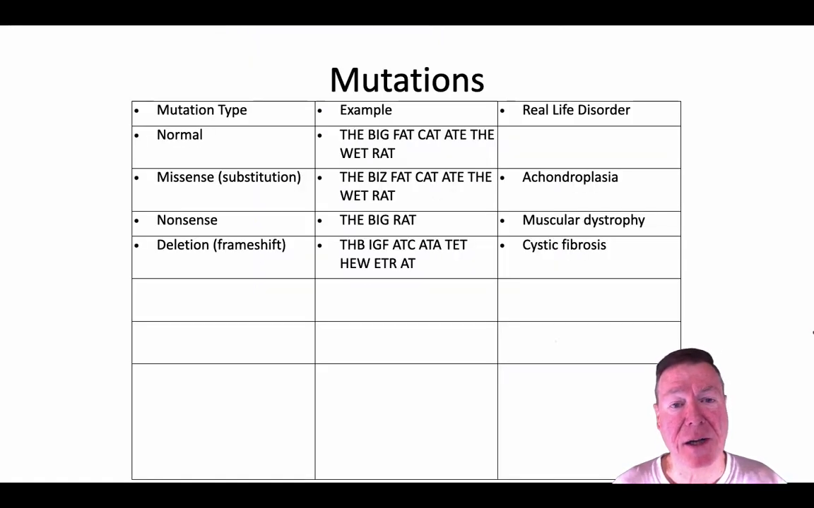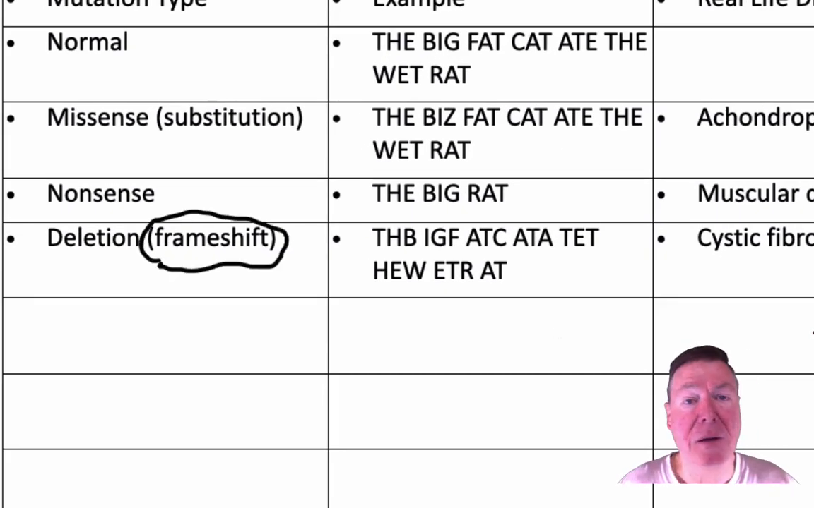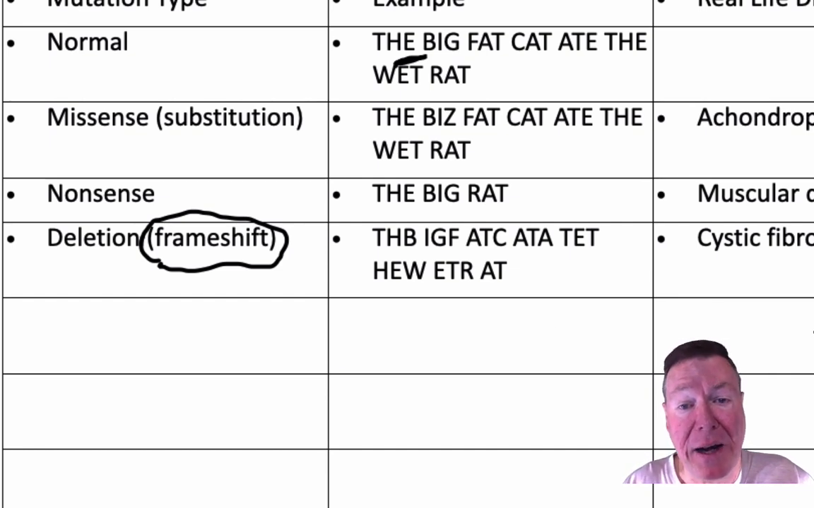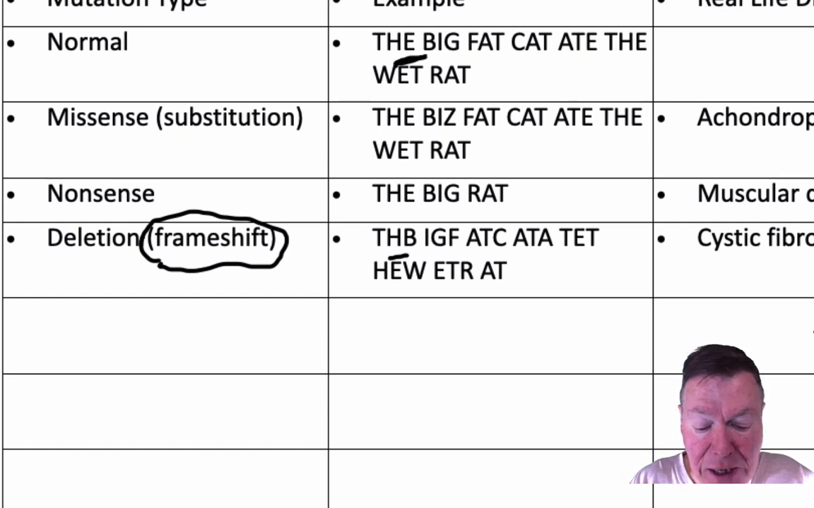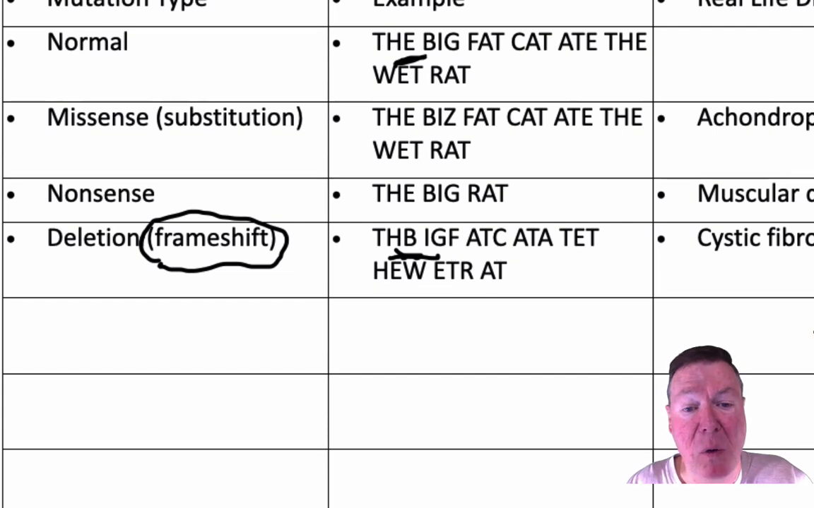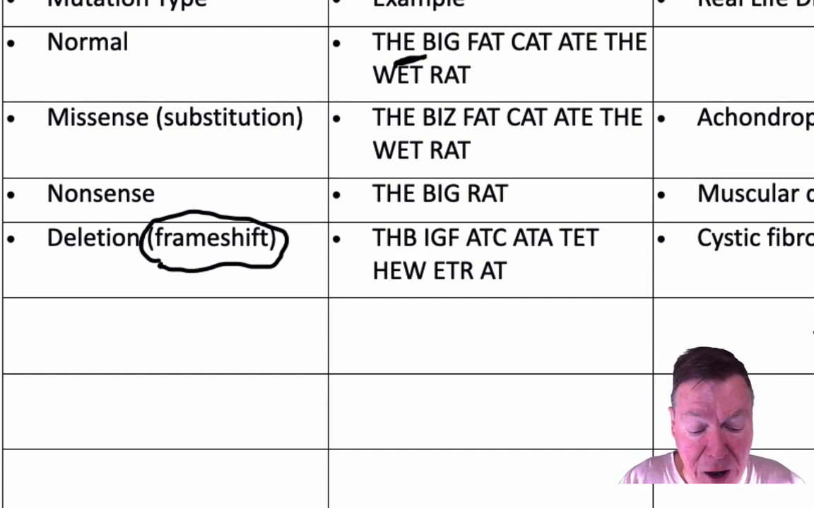All right, another type of mutation is deletion. This is a frame shift type of mutation. What I've done in this case is eliminate the E under the big. So it's no longer the big fat cat ate the wet rat, but you'll notice the only thing missing is the E right here. It still says big fat cat ate the wet rat. But because we've eliminated it, we've shifted the frame of reading by codons. Remember, we read them by codons 3 at a time. So instead, it becomes this.